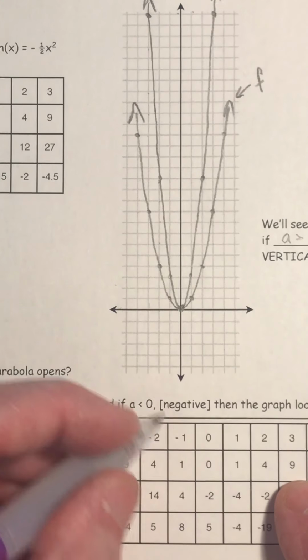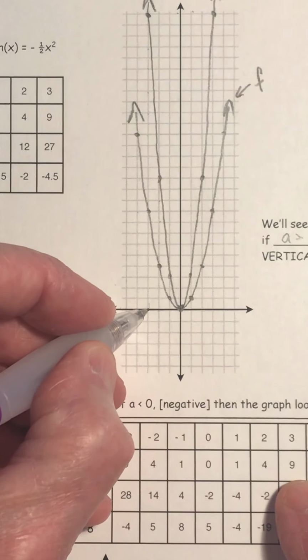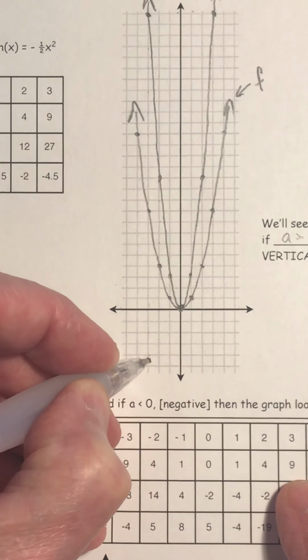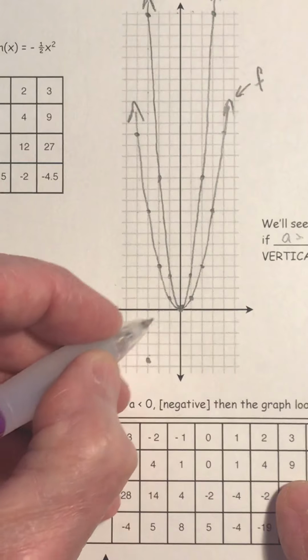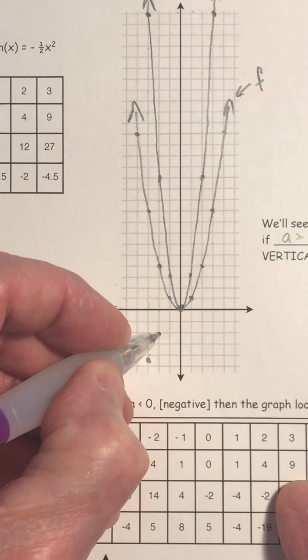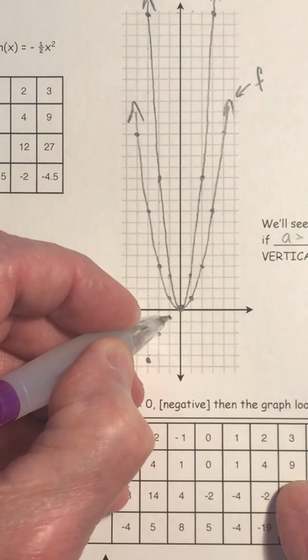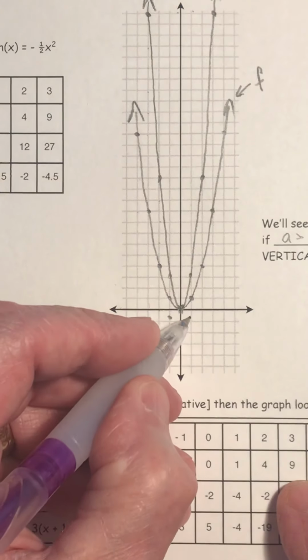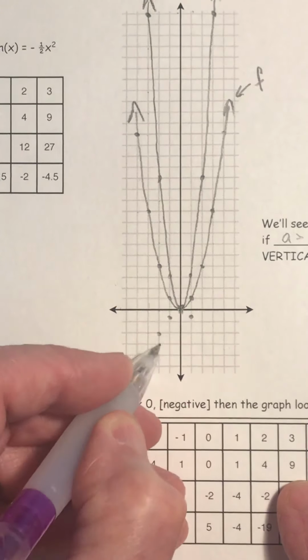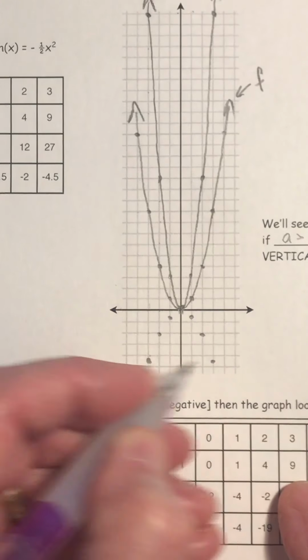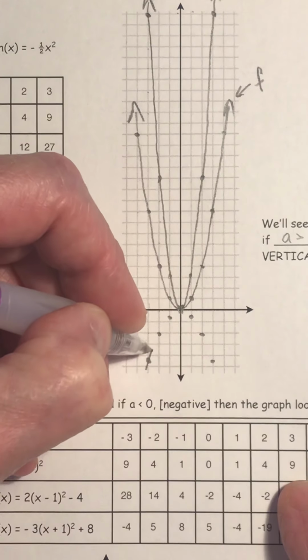And at negative 3, we're down to negative 4.5, which would be right there. At negative 2, we get negative 2. At negative 1, we get negative a half. At 0, we get 0. And then on the other side, we get these same y values again, the old symmetry effect. And there's that graph.